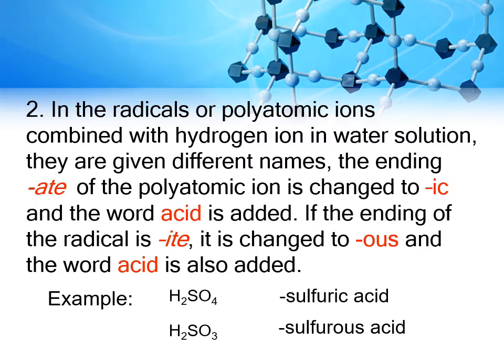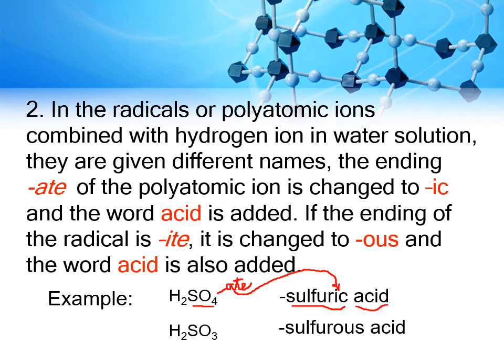For example, in this compound H2SO4, since SO4 is a polyatomic ion that ends in ATE, therefore, we will just change this ATE into IC and the word acid is added. Hence, the name of this compound is sulfuric acid.